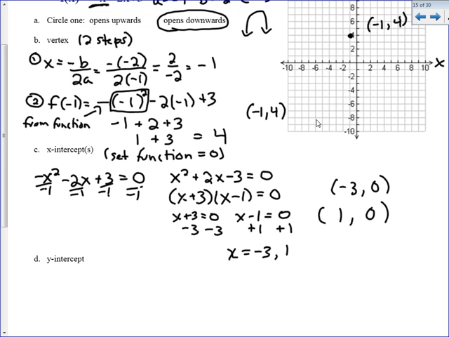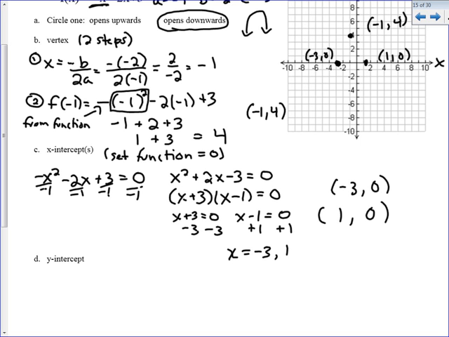So I'm going to plot my x-intercepts, (-3, 0) and over at (1, 0). These are all pretty close together. We can really see where our downward opening parabola is coming from. Now, for your y-intercept, there's only ever one.